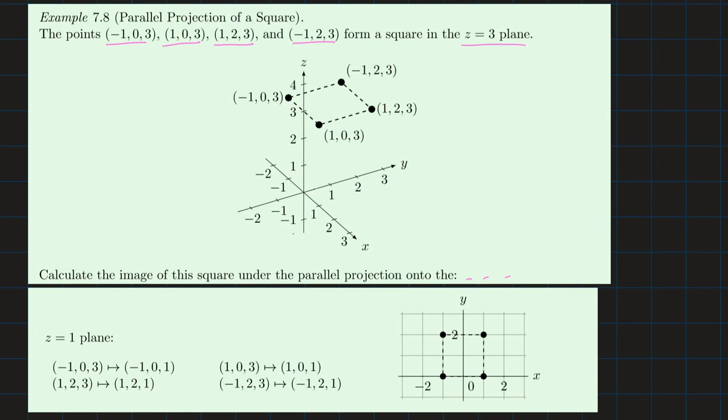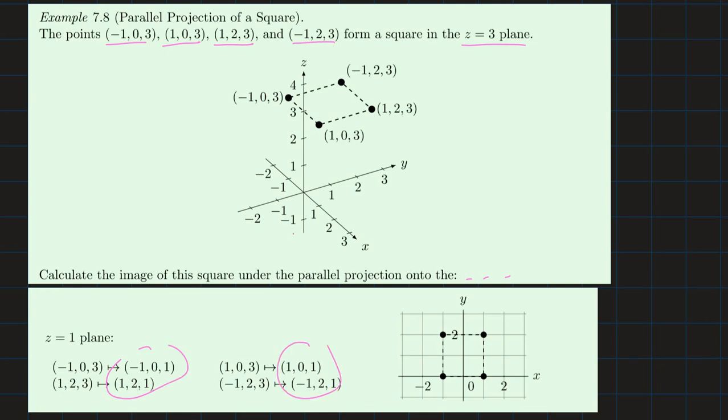The point (-1, 0, 3) projecting parallelly onto the z equals 1 plane: all I do is change the z coordinate from a 3 to a 1. The point (1, 0, 3), I change the z coordinate from a 3 to a 1. The point (1, 2, 3), change the z coordinate to a 1. The point (-1, 2, 3), change the z coordinate to a 1. So here are the new points. These are the images of the old points.